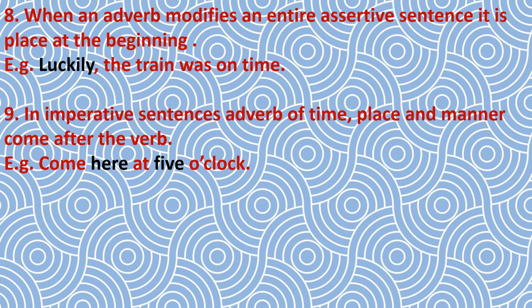Number 9, in imperative sentences, adverbs of time, place and manner come after the verb. Generally, you can see adverbs always come after the verb, but there are some places, children, where they come before other words also, or another adverb or adjective. So that part you have to keep in mind. In imperative sentences, adverbs of time, place and manner come after the verb. Come here at 5 o'clock. So this is an order, children. So imperative sentence, come here. Here is the place, at 5 o'clock. So here you can see we have written it after the verb come.